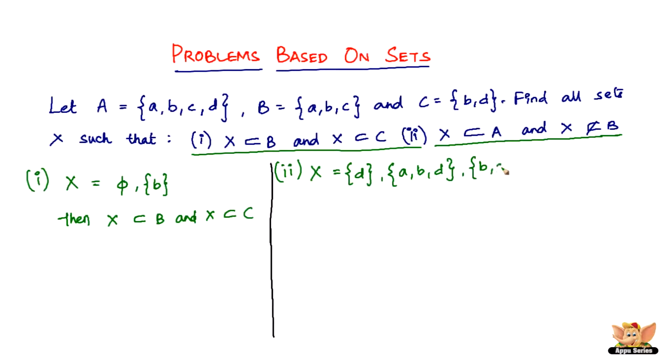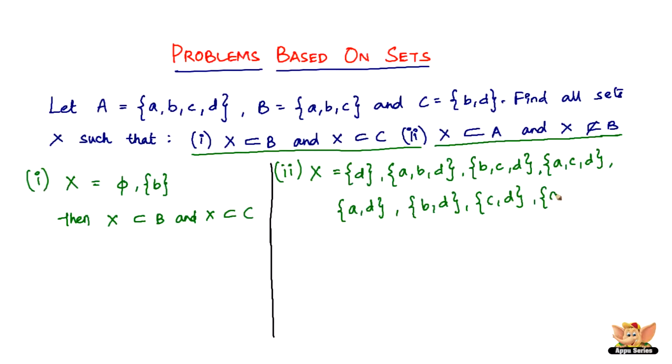And next can be {b, c, d}. At the same time, same concept applies. X is a subset of A but not of B because there is d. And next will be {a, c, d}. Just by keeping one alphabet, you can create a lot of elements, or all sets, in fact, all sets such that X is a subset of A but not a subset of B. So {a, c, d} is one, and another one can be {a, d}, and another one can be {b, d}, and it can be {c, d}, and finally we can have all the terms {a, b, c, d}.